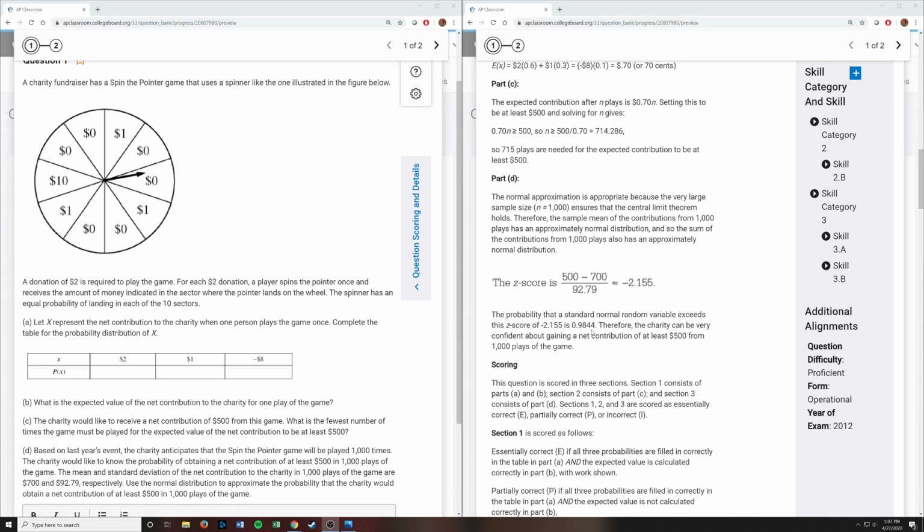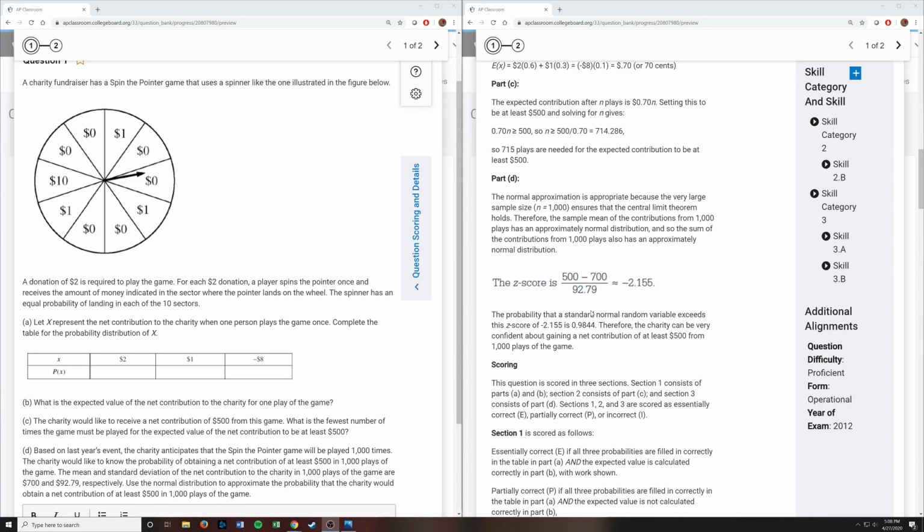Remember, they only wanted to make $500. But in 1,000 plays, on average, they're going to make $700. So it should be very likely that they get at least 500 if 700 is the average. And the standard deviation is only 92.79. Okay, 500 is more than 2 standard deviations below the average. So it's a very small probability that they'll come up short.